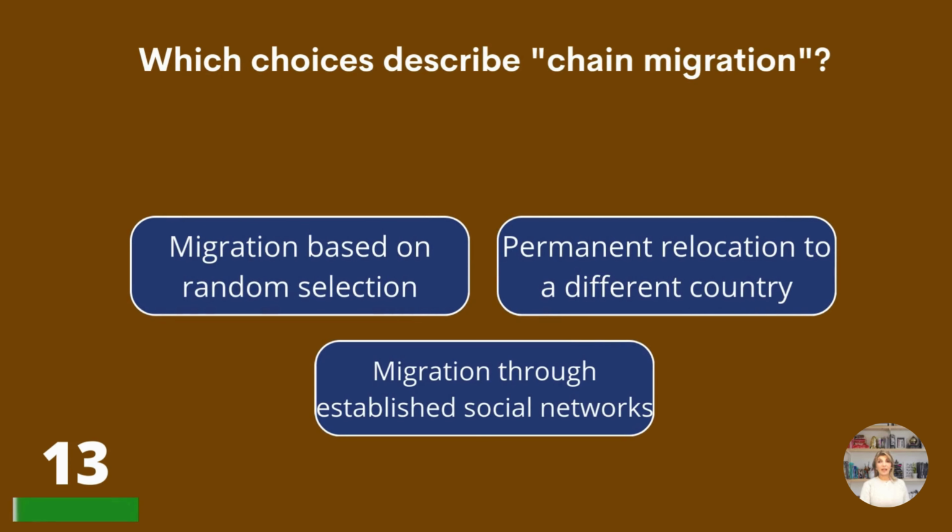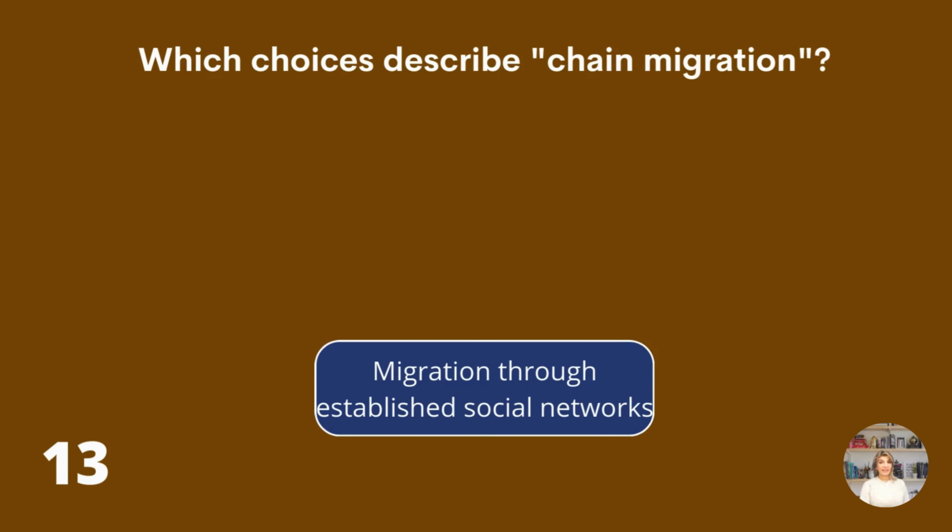Which choices describe chain migration? Migration based on random selection, permanent relocation to a different country, or migration through established social networks? Migration through established social networks.